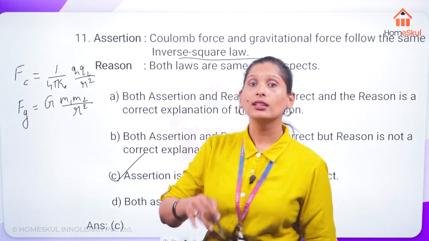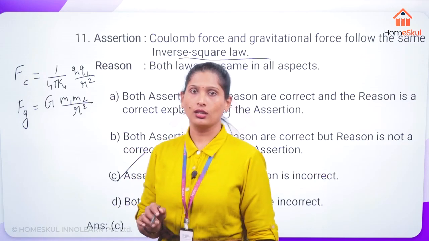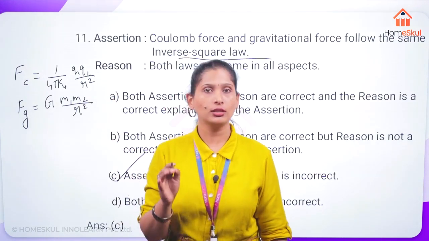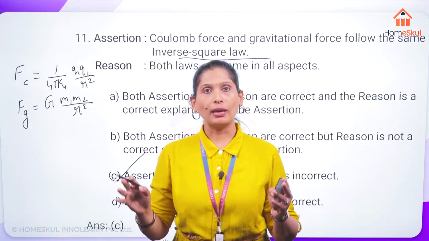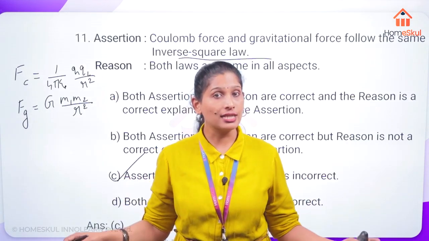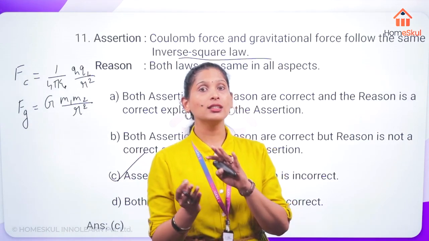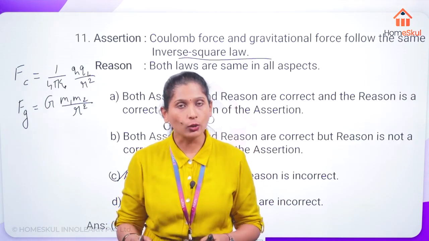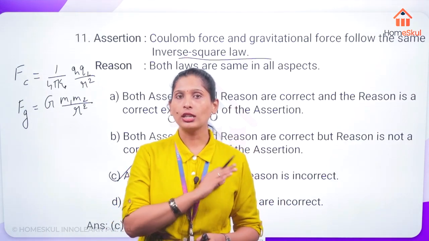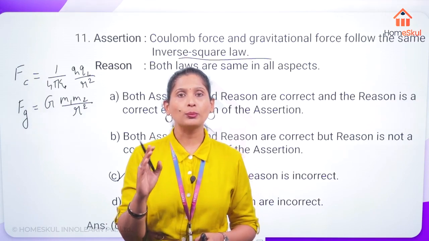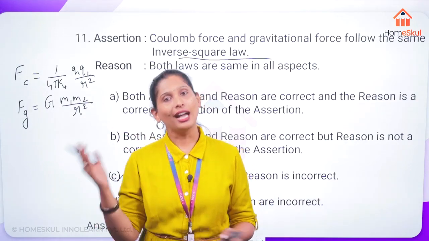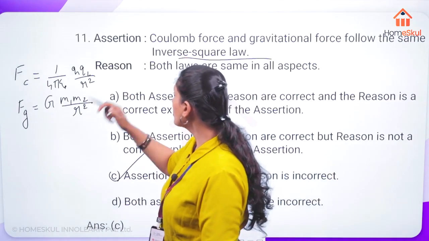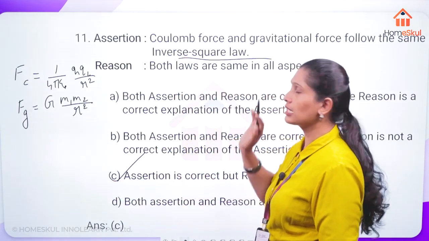And see to it that it need not always be distance, okay? Here, coincidentally, both of them are depending on the square of distance. But to obey inverse square law, it is not necessary that the square in the denominator should be the distance itself. Any quantity. The quantity on the left hand side should be inversely proportional to the square of any other quantity on the right hand side. That is it. Okay. And since it holds here, we can say the assertion is correct.